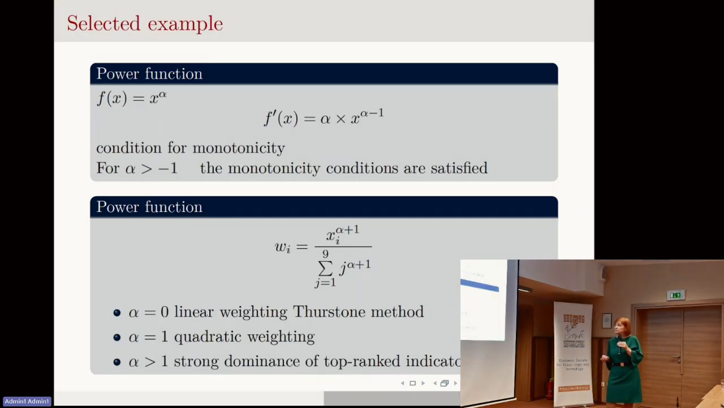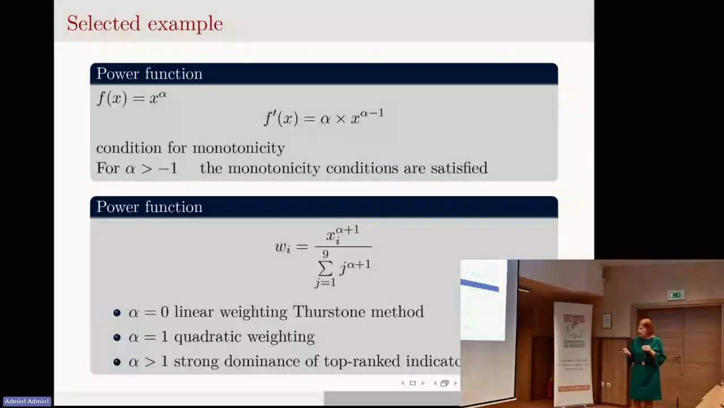If I use the power function, with respect to alpha, we have linear weighting. For alpha equals 0, we obtain the Thurstone method. And the Thurstone method is created only with numbers 0 and 1. If some indicator is most important compared with the other one, I put 1. If not, 0.